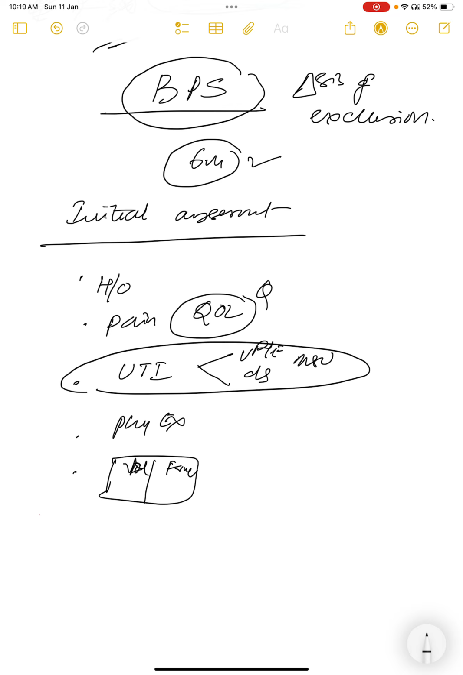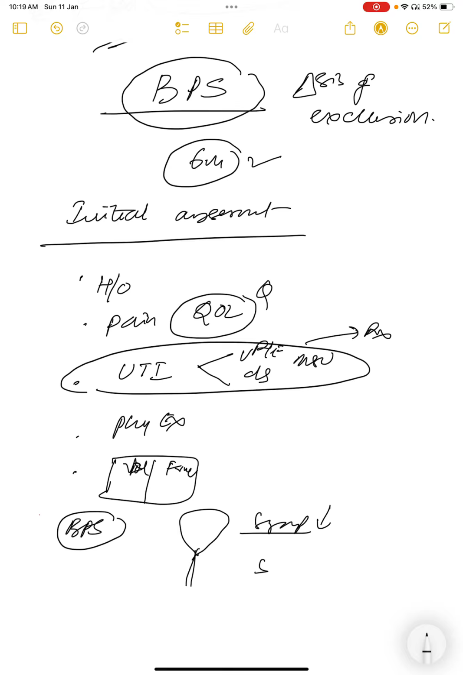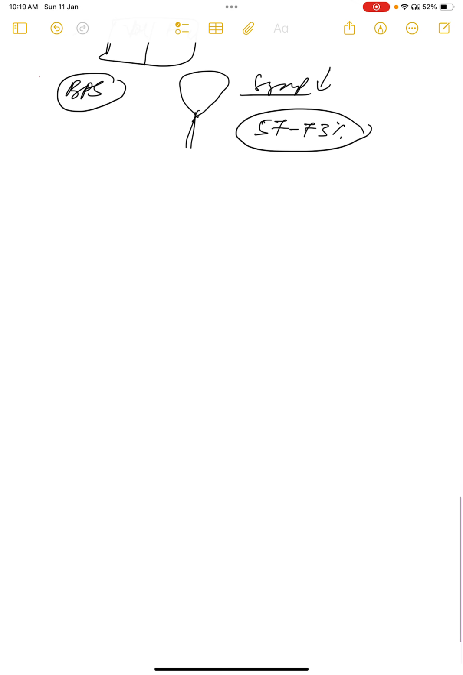If UTI is present, then treat the UTI. If no other symptoms are seen, then consider other causes like infection, malignancy, overactive bladder and so on. In bladder pain syndrome, once the patient voids, the symptoms will reduce. It will reduce in 57 to 73% of cases. That is important.